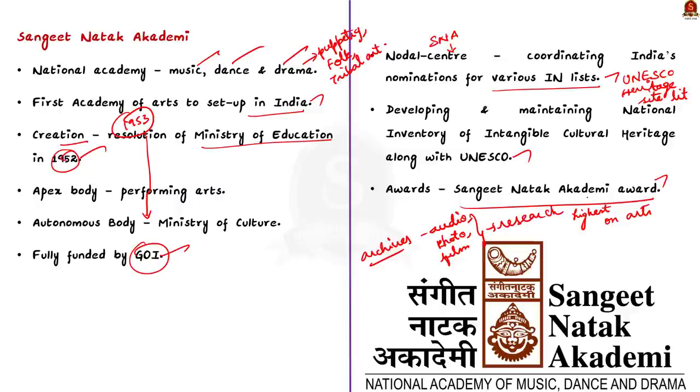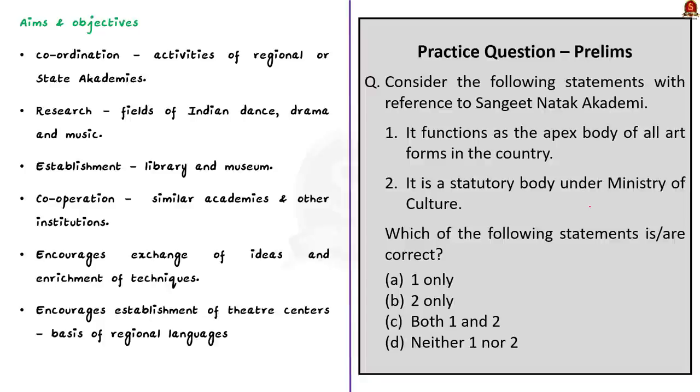Now let's see some of the important objectives of Sangeet Natak Akademi. Firstly, the main function of Sangeet Natak Akademi is to coordinate the activities of regional or state academies of dance, drama and music. Secondly, the academy promotes research in the fields of Indian dance, drama and music. And for this research purpose, it also aims to establish a library and museum. This is the second main objective.